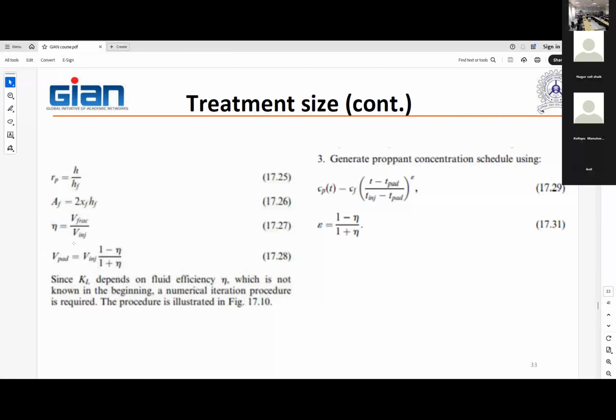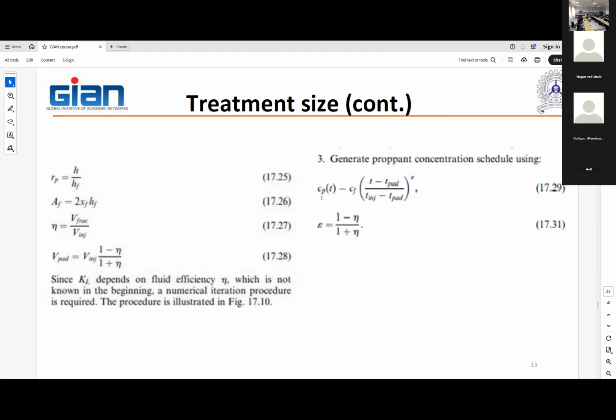Okay, V pad. What is pad volume? V pad is the amount of fluid you pumped without any proppant. You just pumped the slick water into the fracture. Okay, so that is your V pad. Then look at this formula. CP of T equals CF times 1 minus T pad divided by T injection minus T pad, to the power epsilon. So CP is what?